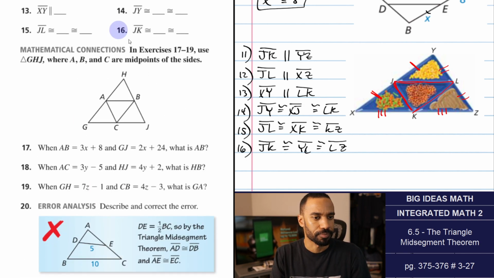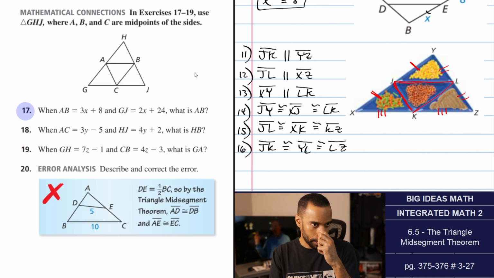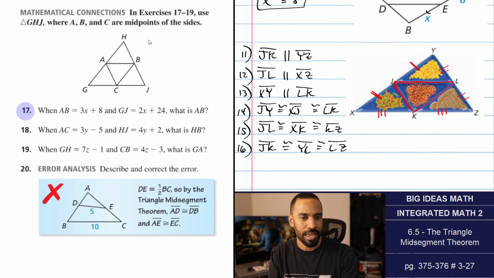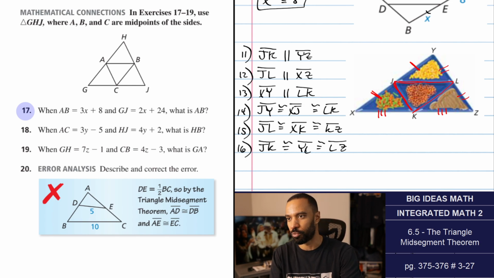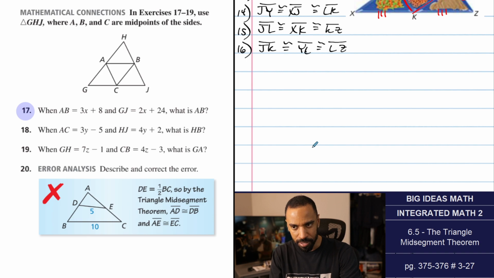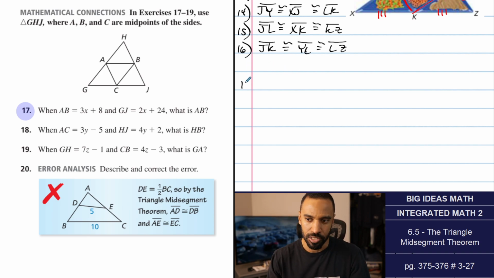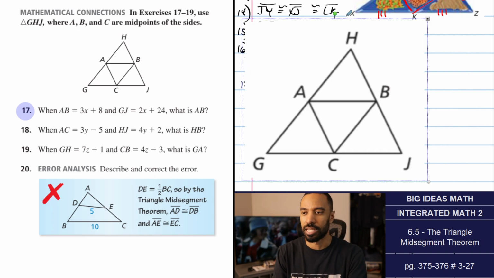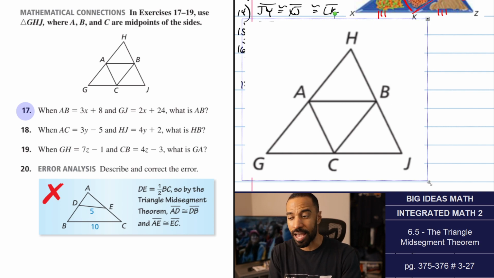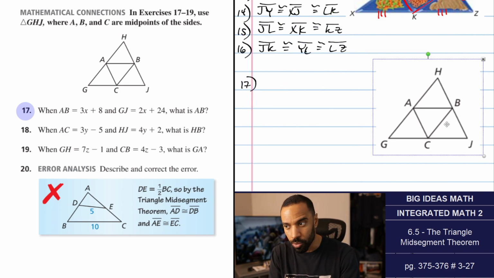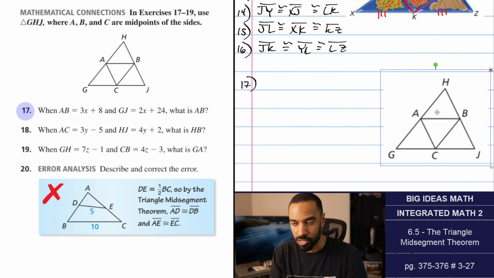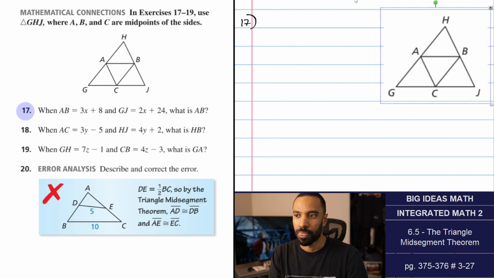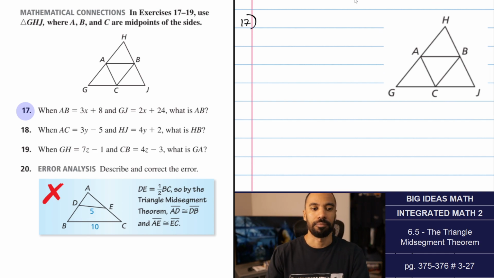Going pretty fast. In exercises 17 to 19, use triangle GHJ where A, B, and C are the midpoints of the sides. I want to keep reminding you that there are different ways that they're showing that things are midsegments without calling them midsegments. So in this case, they do it just by stating midpoints. In the last set of problems, they did it by stating congruency. In the first set of problems, they said straight up that they were midsegments.